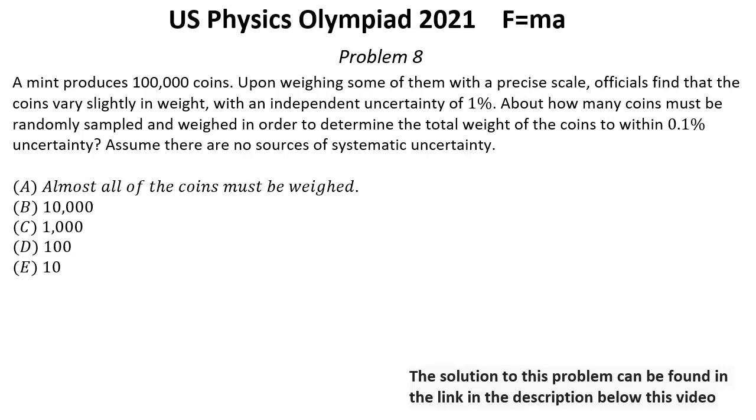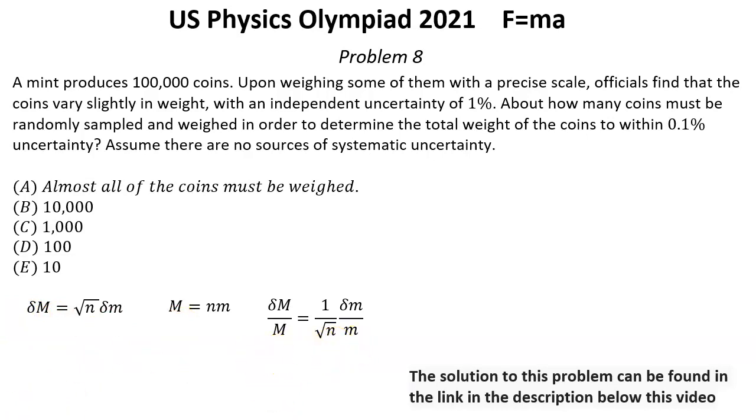Solution for problem number 8. If we have independent uncertainties, we can use the formula that the uncertainty for total mass delta M equals the square root of the number of coins multiplied by the uncertainty for one coin. Total mass equals the number of coins multiplied by the mass of a coin. So we can just divide the first formula by the second formula, and we have this relation.